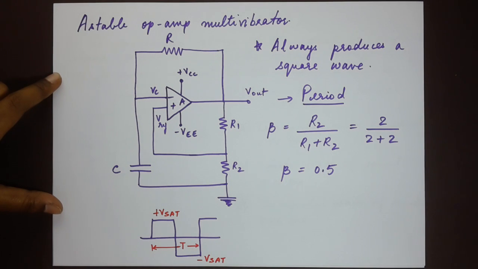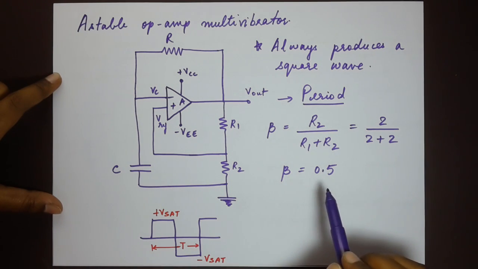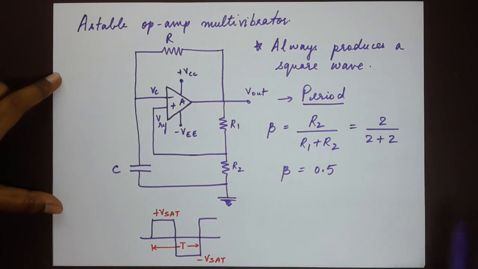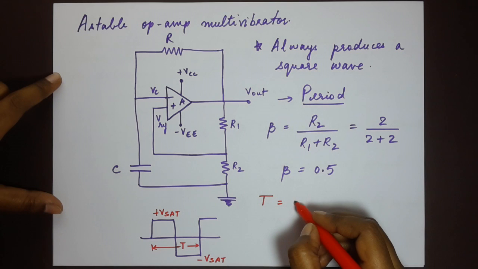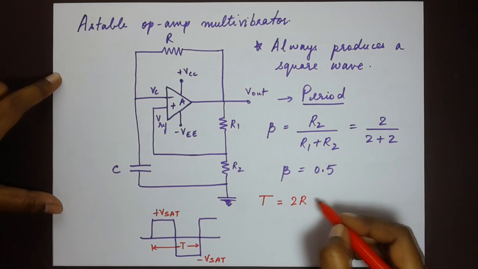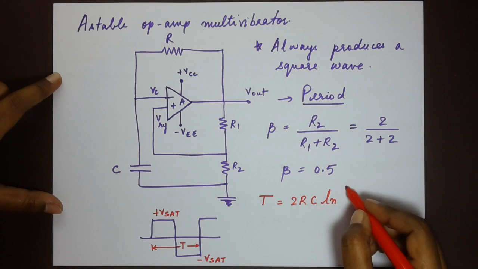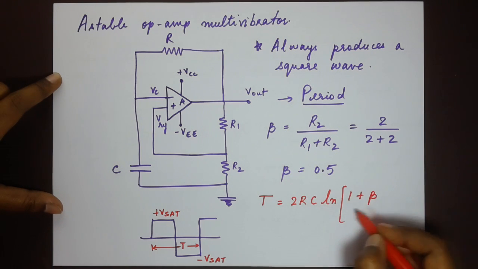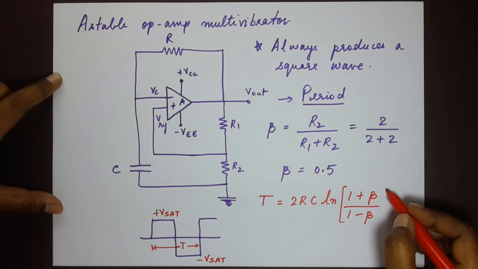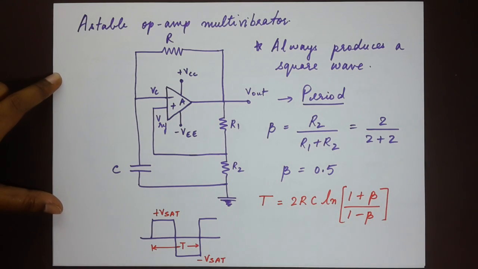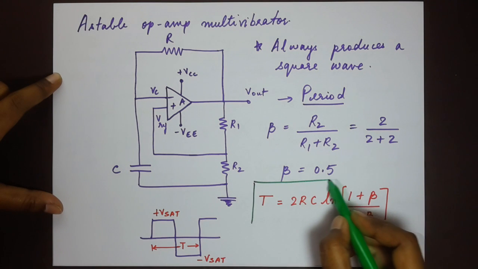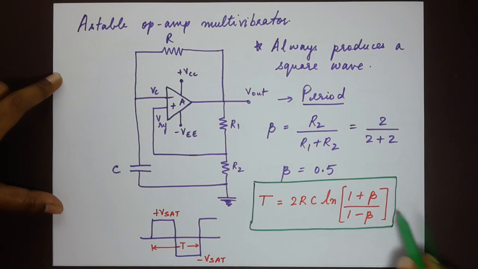Now, once we have beta, the next step is to write down the formula. There is a special formula here for an astable op-amp multivibrator. The time period T can be found by using this formula, 2RC ln of 1 plus beta divided by 1 minus beta. An interesting formula, helps to remember it. Please make sure that you note it down alongside the concept of an astable op-amp multivibrator.